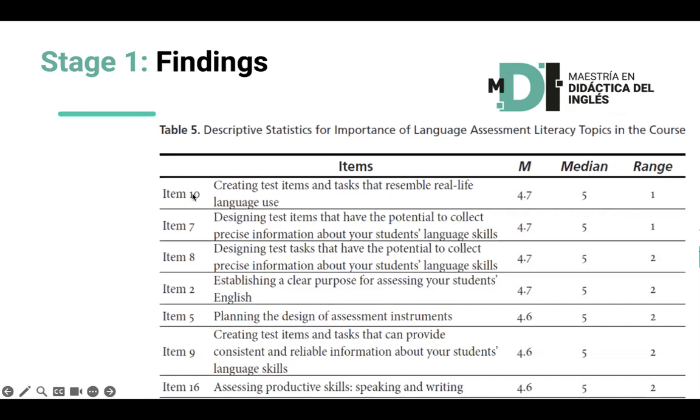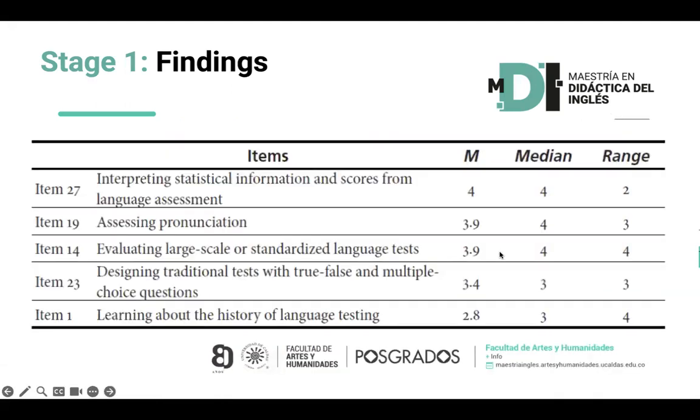So for example, item 10, creating test items and tasks that resemble real-life language use, was the top thing they thought was extremely important for the course. So this became a topic in the course, and so on and so forth. As you see here, teachers saw a menu, they liked the menu that they were offered, and they chose many things from that menu.